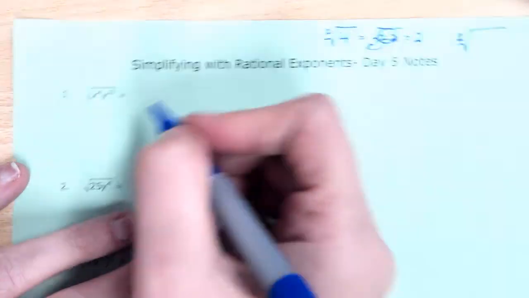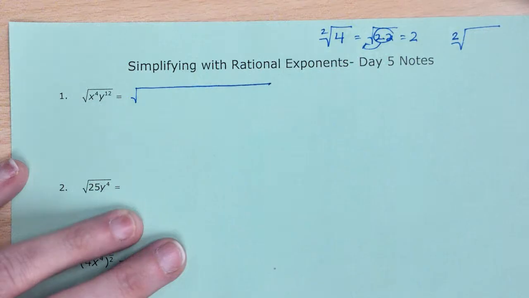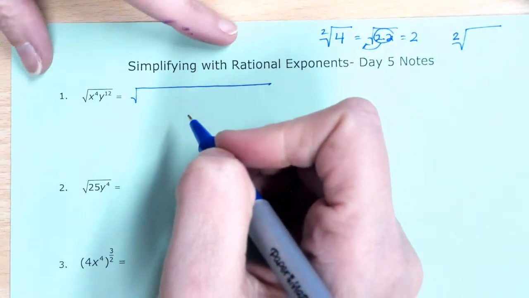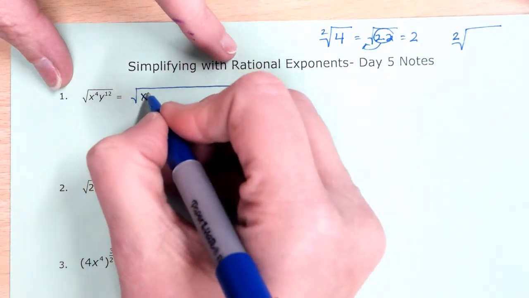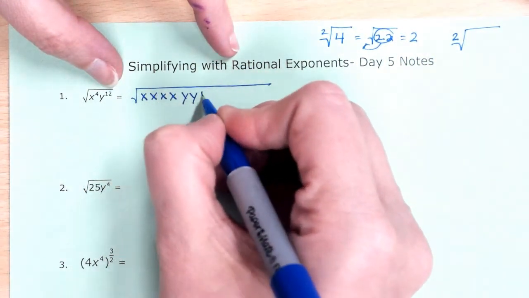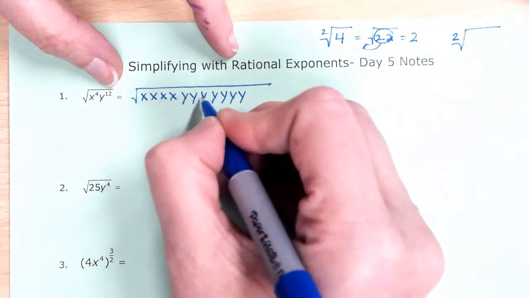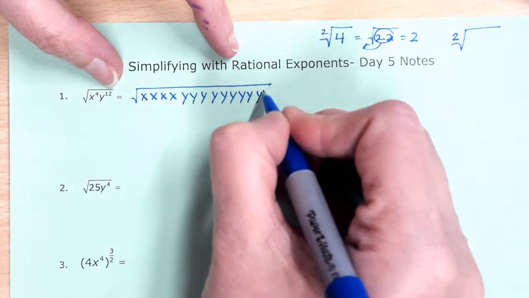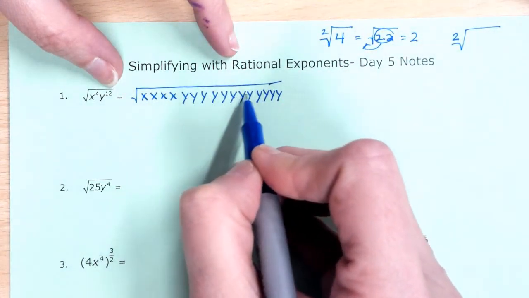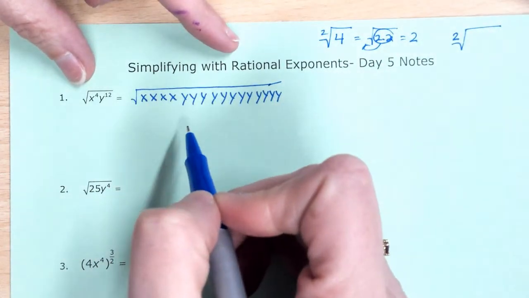So let's look at question 1. We're not going to do this every time, but I'm going to have you start with it like this. What you're going to do is expand this out completely. So I have x, x, x, x. Then I have y, y, y, y, y, y, y, y, y, y, y, y. That's 12. Okay, awesome. So I've got x to the 4th, y to the 12th.